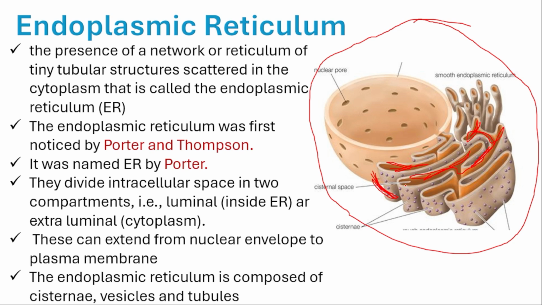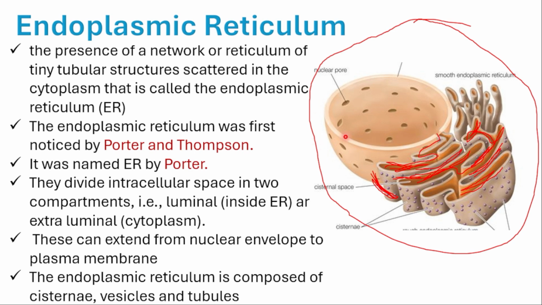So what I mean to say is that the endoplasmic reticulum divides the intracellular space into two compartments. Into how many compartments? Two. This one is luminal and this one is cytoplasmic. The ER can extend from the nuclear envelope to the plasma membrane. Whatever I have drawn, this circle is nothing but the plasma membrane.